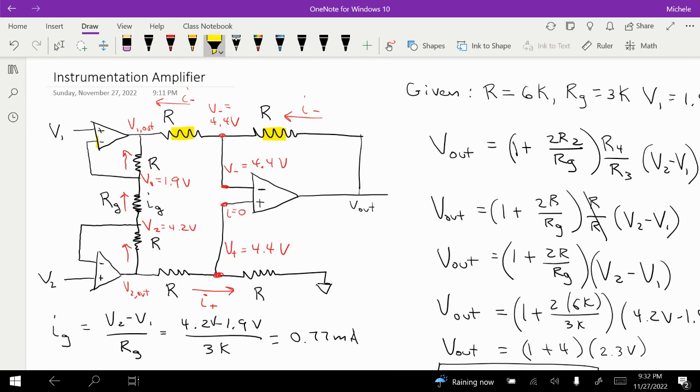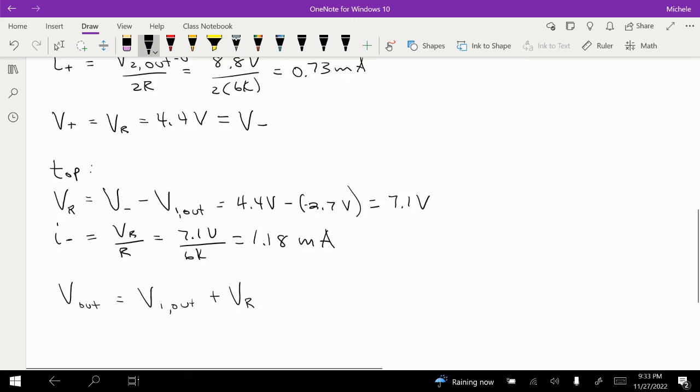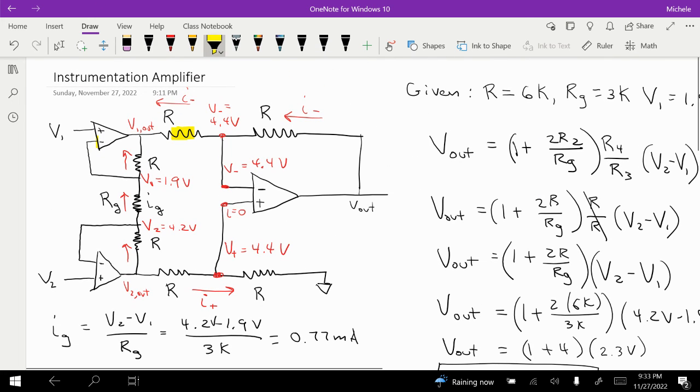Okay, so now that we know the current here, which means we know the current here, and we know that the current is flowing to the left, that means we have to add IR to 4.4, because we know that V out is at a higher voltage than my V minus. We also know VR is equal to 7.1, so really V out is going to equal V1 out plus V across R, because the voltage drop across this R and this R are equal.